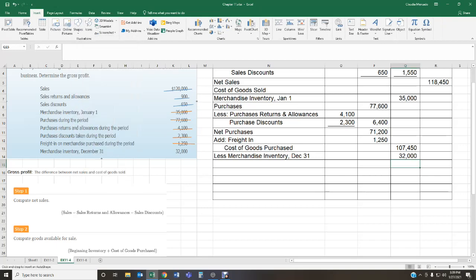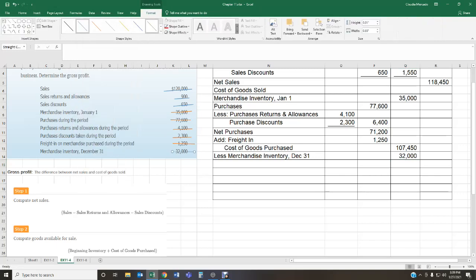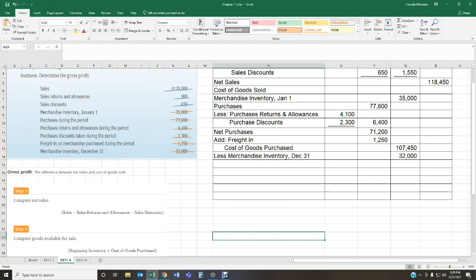Okay, let me mark that off. So I'm going to deduct the merchandise inventory that I still have, that I did not sell. That merchandise inventory is still sitting in my warehouse. It has not been sold. So I'm going to deduct that from my calculation, and then we can calculate our cost of goods sold.